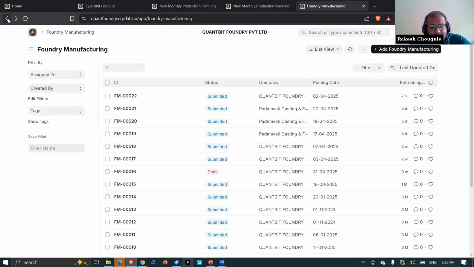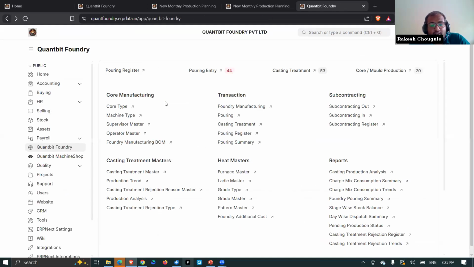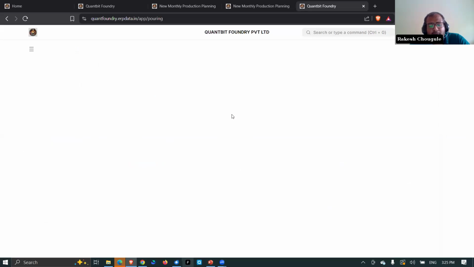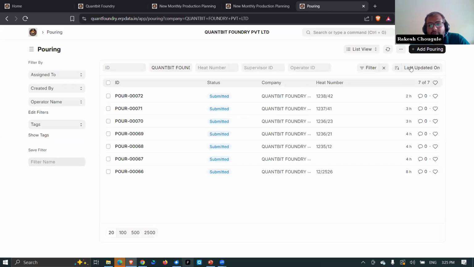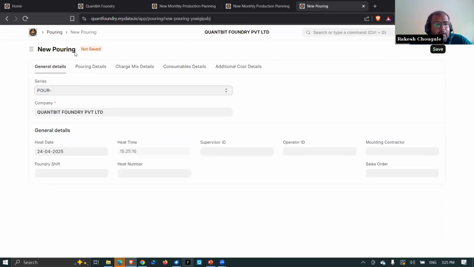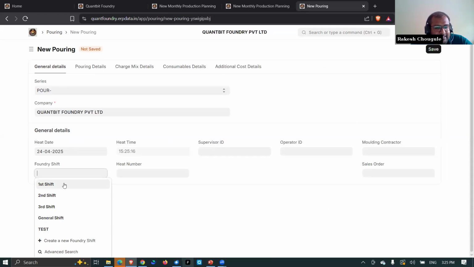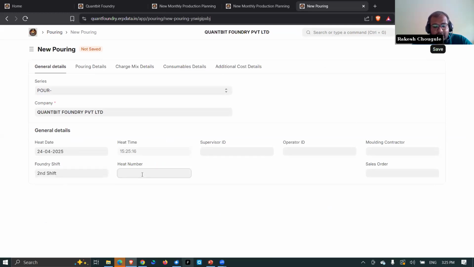After that, another entry is pouring. Now after manufacturing of the core, we enter the pouring entry or heat log. We can call it a heat log. The basic data we have to fill first of all is the shift, in which shift we are entering. Then there is a heat number. Then which supervisor was there, which operator is there.